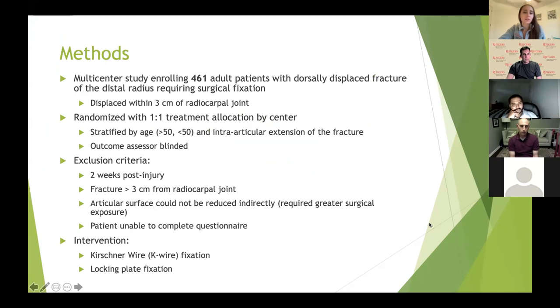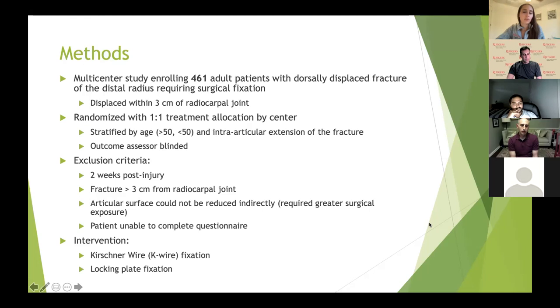The fractures had a displacement that was within 3 centimeters of the radiocarpal joint. If it was greater than that, they were excluded from the study. Other exclusion criteria were if it was greater than 2 weeks post-injury, if the articular surface could not be reduced indirectly, or the patient was unable to complete the questionnaire that they used to measure their outcomes. Their outcomes, that I'll get to in a little bit, were basically how their wrist functional status was.